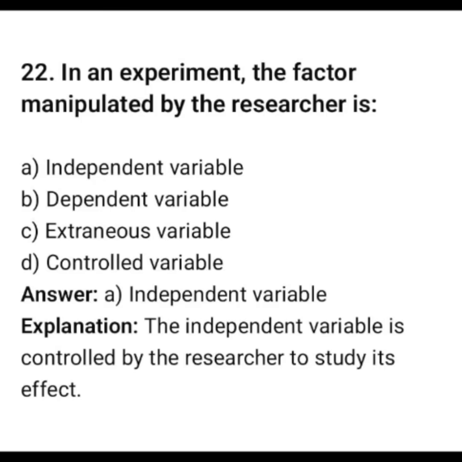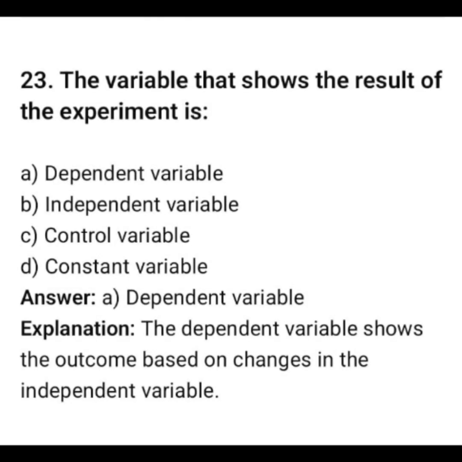In an experiment, the factor manipulated by the researcher is: independent variable, dependent variable, extraneous variable, controlled variable. The correct answer is option A, independent variable. The independent variable is controlled by the researcher to study its effect.